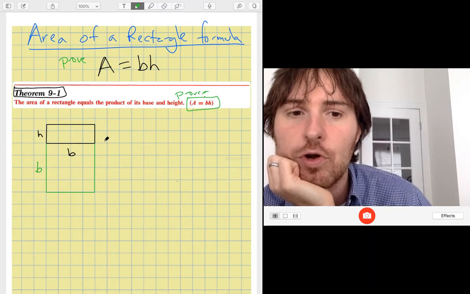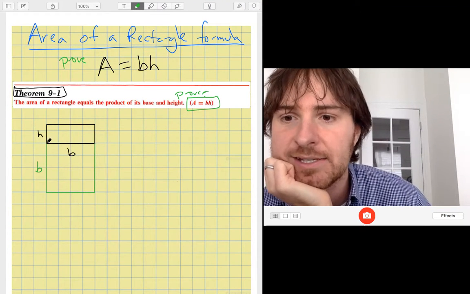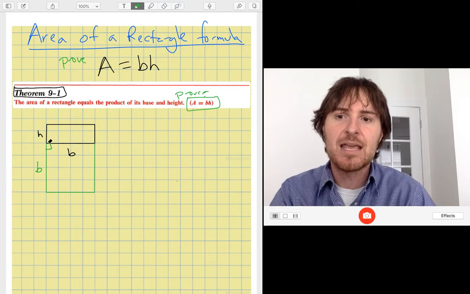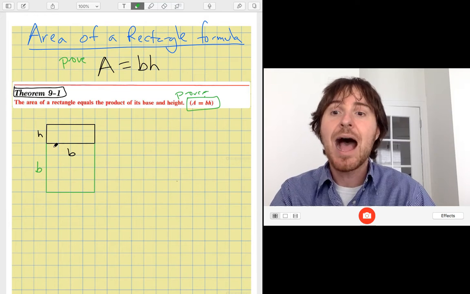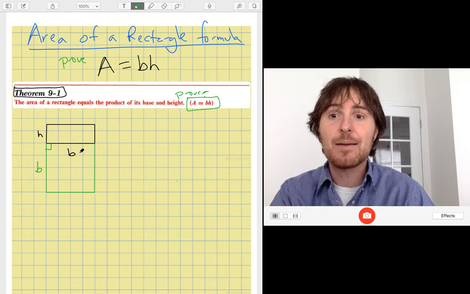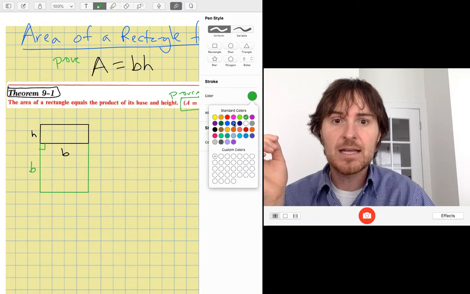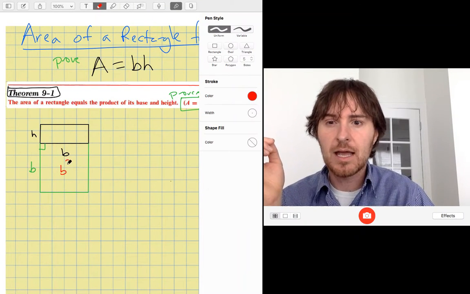I duplicate this. The ruler postulate says I can take whatever that base length is here, and I can measure it down, and I can do that at a perpendicular, right? Because through a point outside of a line, there's exactly one perpendicular I can draw. So I have drawn a B times B, or B squared, down here.